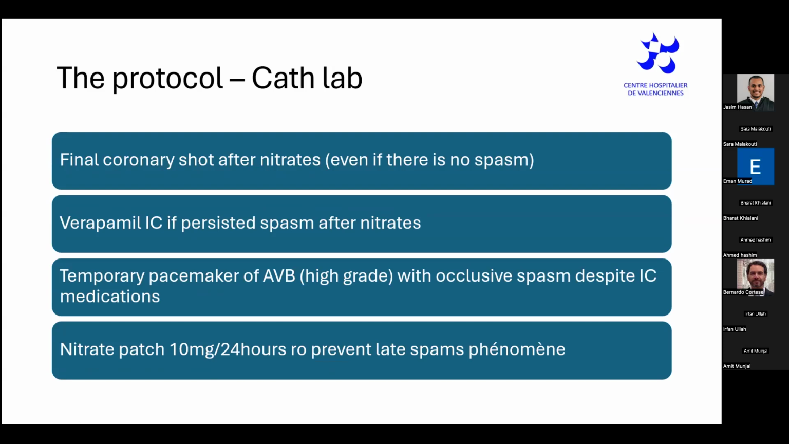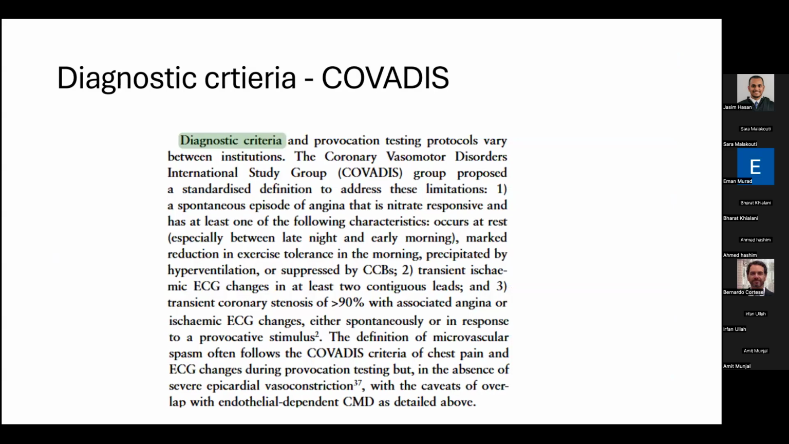In the cath lab, as I said, we have to do a final coronary shot where there is no spasm, and we give nitrates even if there is no spasm. Verapamil is an option if you have persistent spasm. Temporary pacemaker is used if there's an occlusive right coronary artery spasm leading to atrioventricular block. Then at the end of the exam, we put a nitrate patch for 24 hours, as there are some case reports of late spasm phenomena. To avoid that, we put it for 24 hours regardless of the result of the exam, negative or positive.